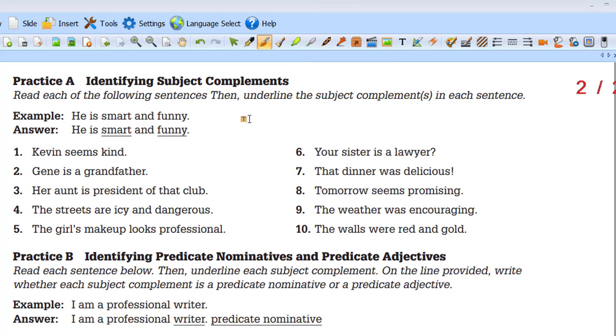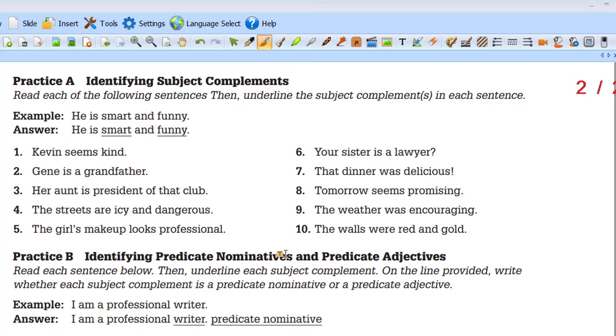And a question. Practice A. Underline the subject complement. What's the subject complement here in this sentence? Number 1. The subject complement here is what? Okay, it's kind. The question is not asking you to tell me the type of this complement, adjective or noun. Just underline it. We need just to underline the subject complement.